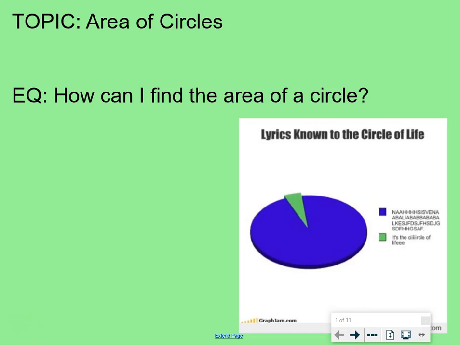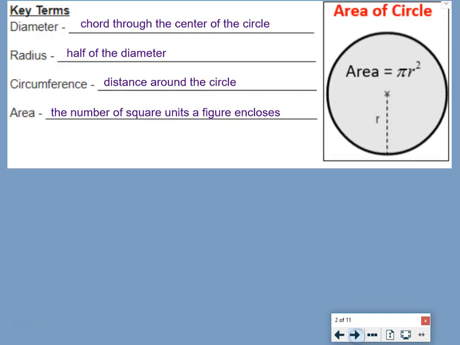Today our topic is area of circles. So our essential question is, how can I find the area of a circle? Some key terms for you to copy down.